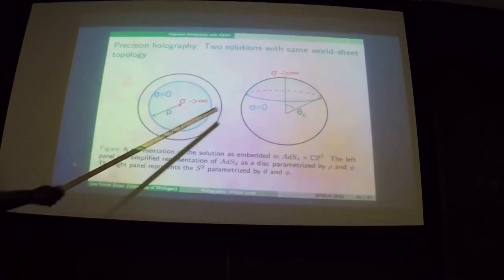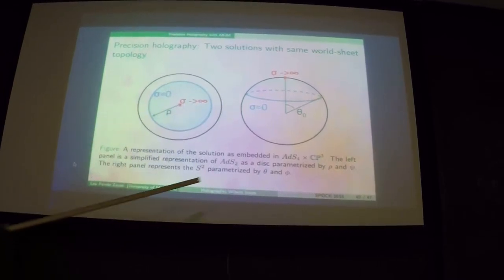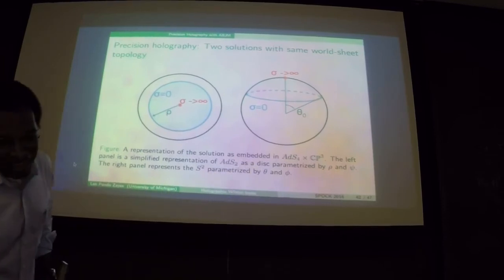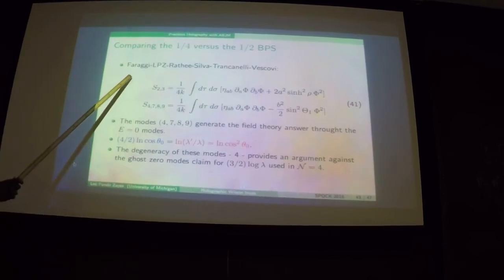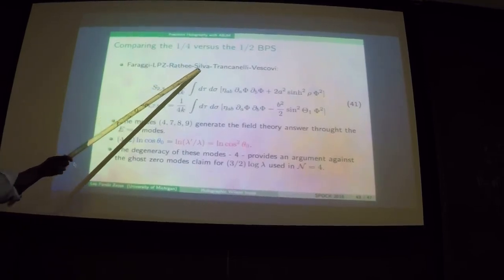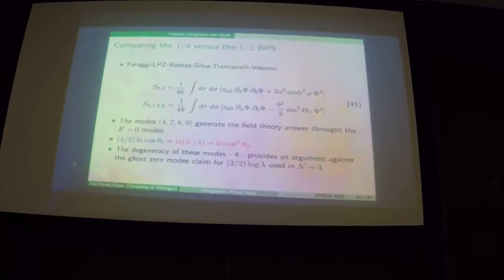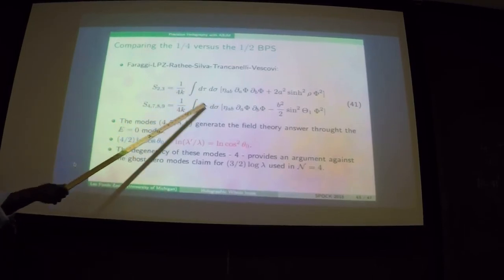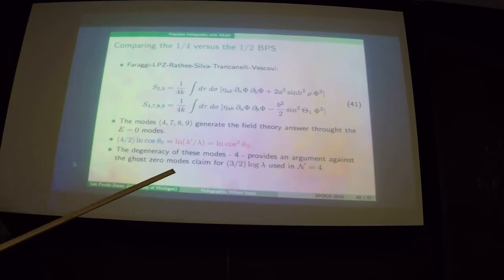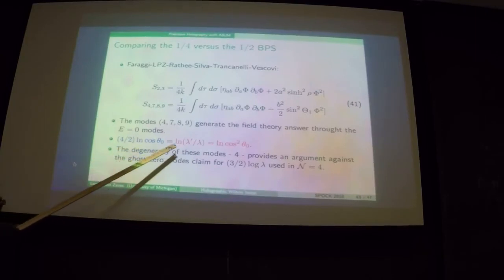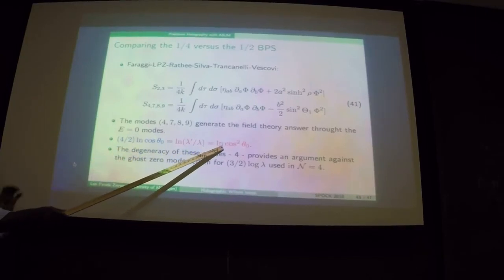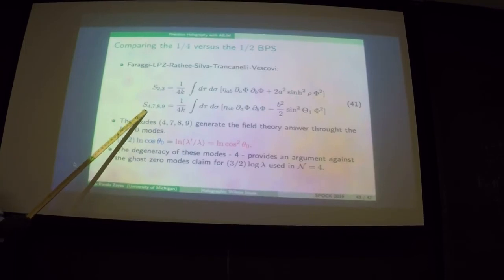In fact, there are these strings. These are the cap strings, also in AdS4 times CP3, and you can again do this. This is work in progress with many people that are reading here: Alberto Faraggi, Vimal, my student Guillermo Silva, who's visiting right now, Diego Trancanelli, and Eduardo Vescovi. So you can again go back, find the classical solution, and look at this part of the fluctuations. I have spared you many details, but the field theory answer is precisely this, and it comes from these four modes.